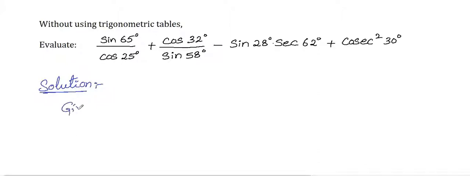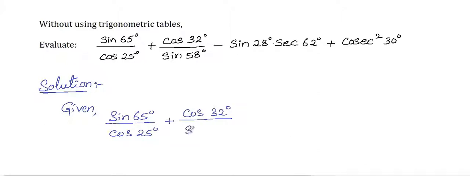A given: sine 65 divided by 20 cos 25, plus cos 32 divided by sine 58, minus sine 28 into secant 62, plus cosecant square 30.